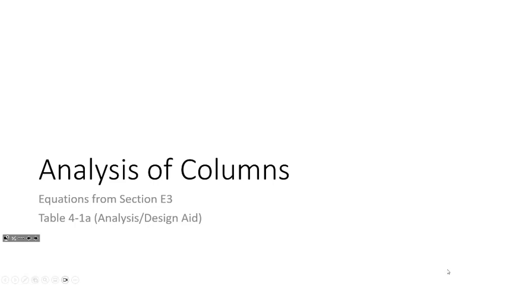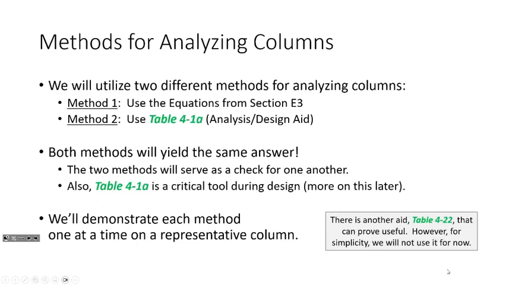Now, there are 2 ways that we are going to analyze columns in this class. And the reason is that the second method is going to be absolutely and totally necessary for designing columns. Okay? Now what we're going to do is we're going to start off with the first method, and the first method is just a straight calculation, using the equations from section E3. What are the equations from section E3? What you all plotted in your homework last night. The second is to use one of the design aids in the manual.